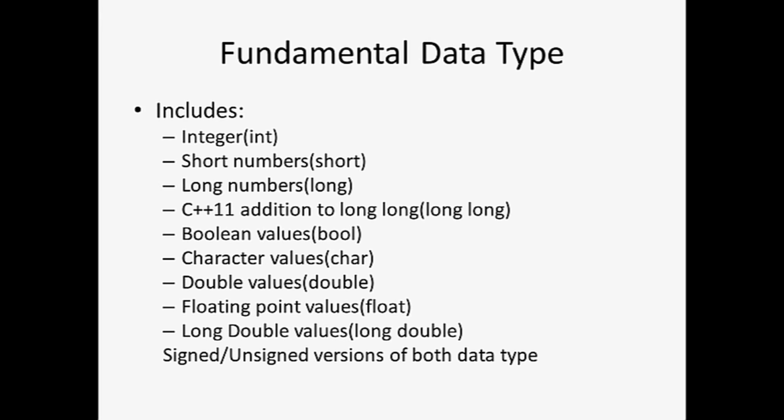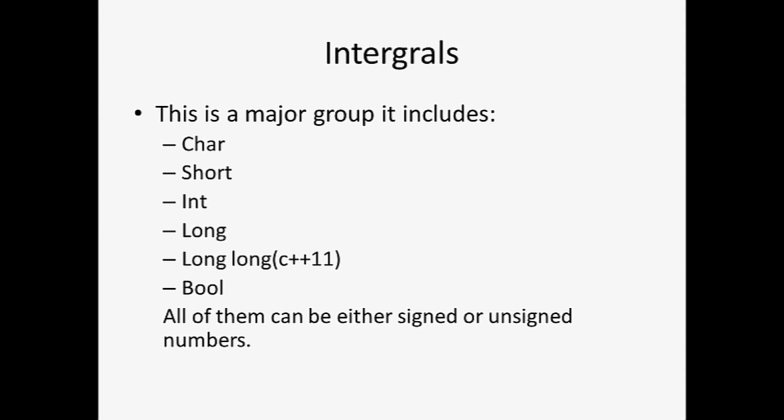We have the integer, the short, the long, and then C++ 11's new addition, the long long. Then we have Boolean values, character values, double values, floating point values, and long double values. Each of these data types has 2 modes: a signed and unsigned version.